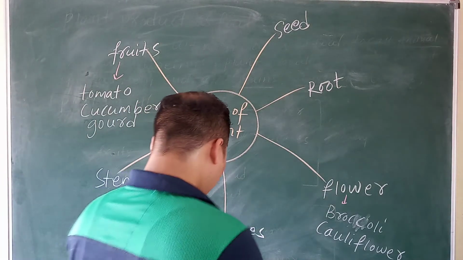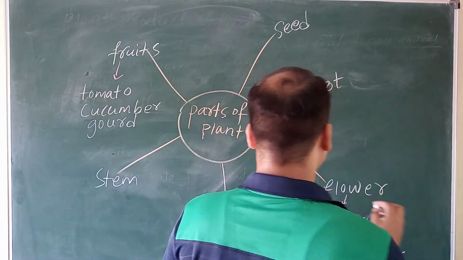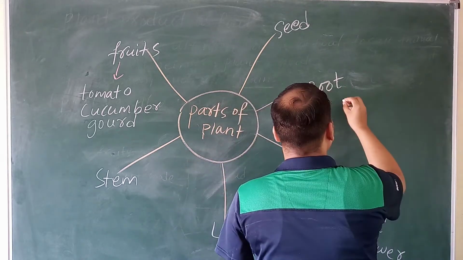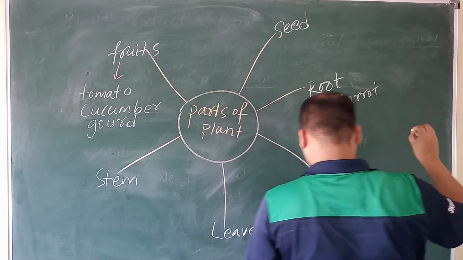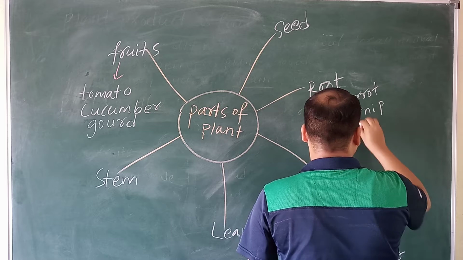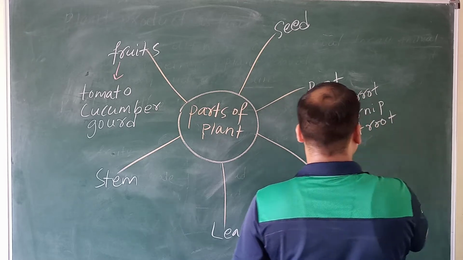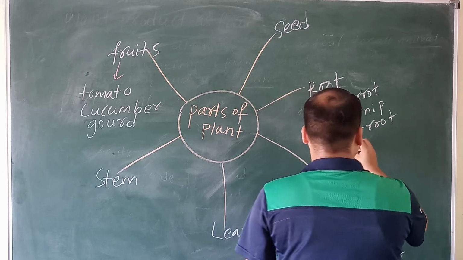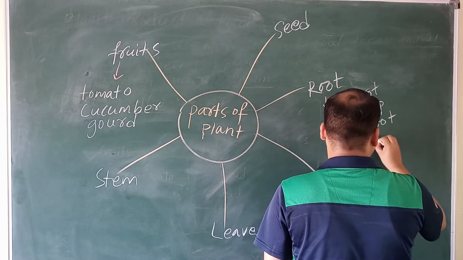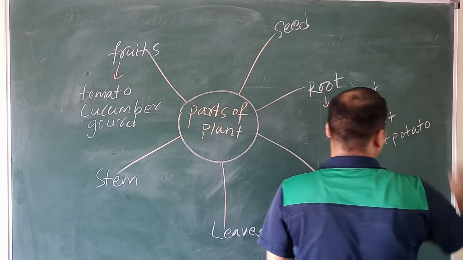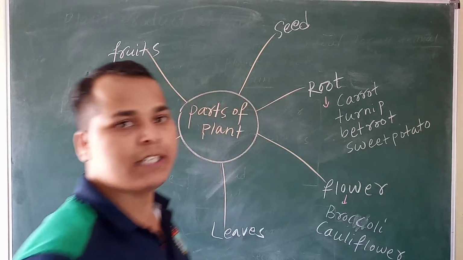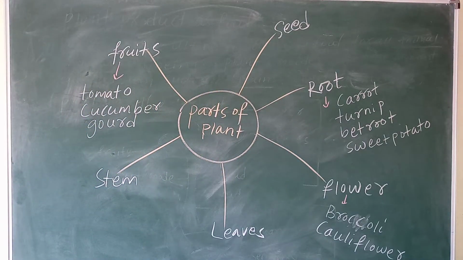Then come to the root. What are the examples of root? Carrot. Carrot is a root. Then turnip, then beetroot. Another example is sweet potato. So carrot, turnip, sweet potato, then beetroot. These are the examples of what? Root.